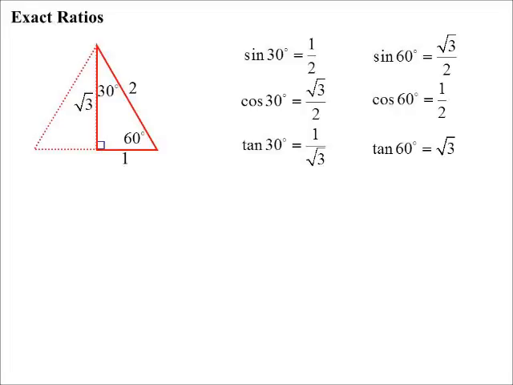Thus, the complementary ratios are equal. Sine 30, cos 60. Sine 60, cos 30. Tan, they're not complementary, so they don't. All right.